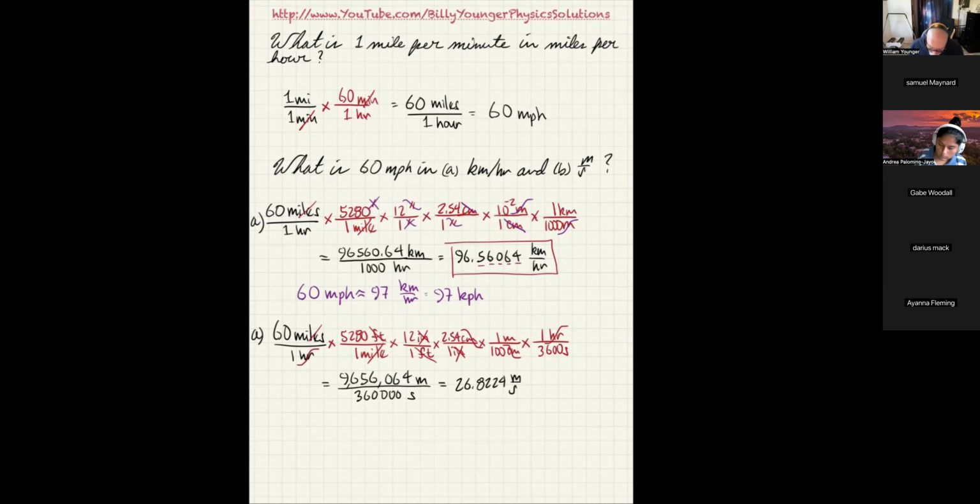meters per second, but I only use two sig figs. So technically speaking, the 8, the 2, and the 4 are not sig figs. And that is 60 miles per hour, and meters per second is about 27 meters per second. Any questions on that one?